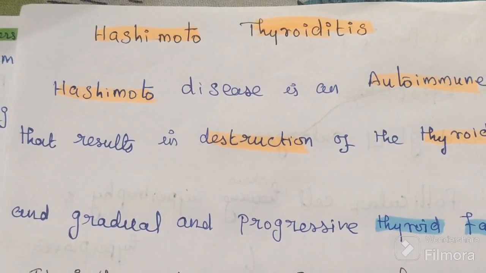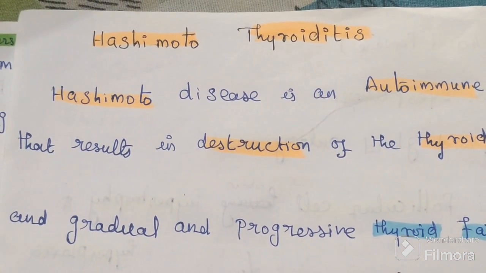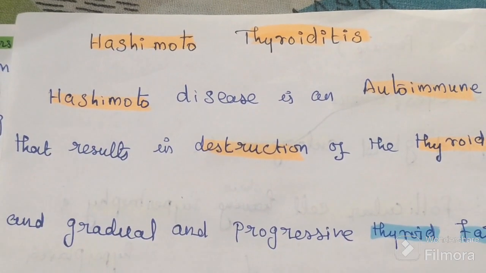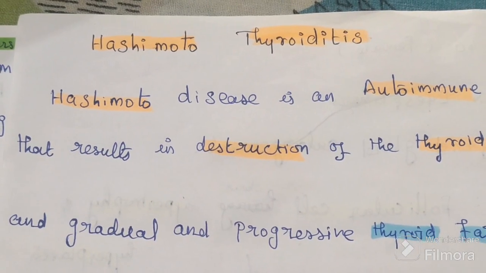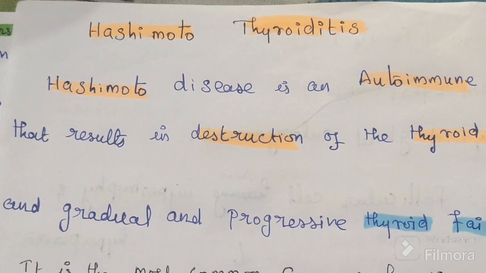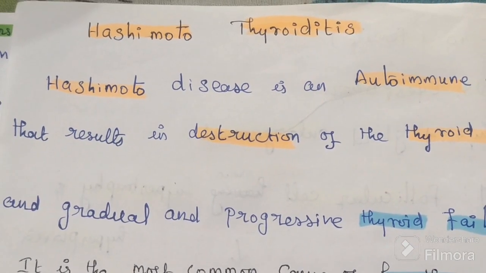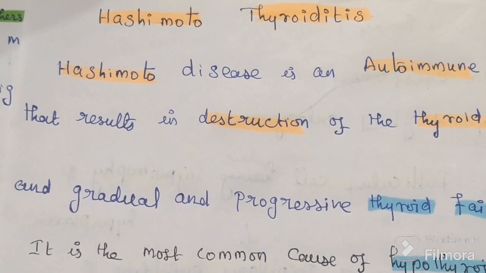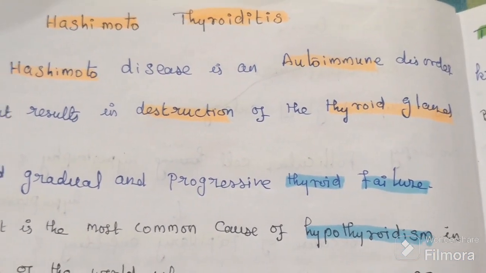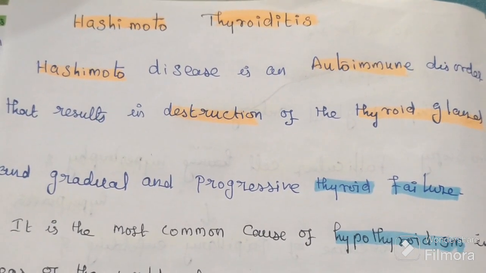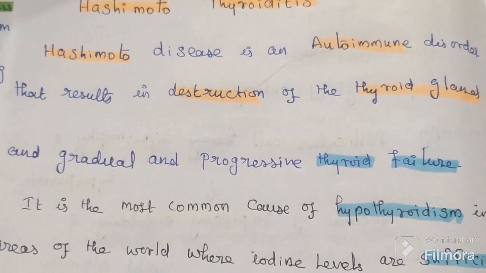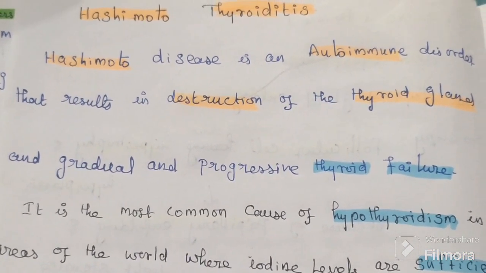In this video, continuation of autoimmune disease, thyroidism. Second one is Hashimoto thyroiditis. Hashimoto thyroiditis is a chronic lymphocytic thyroiditis. This one leads to hypothyroidism, not hyper. It is autoimmune in nature.